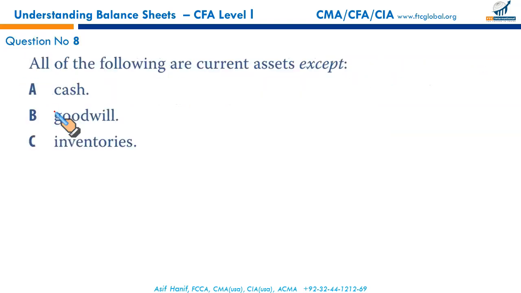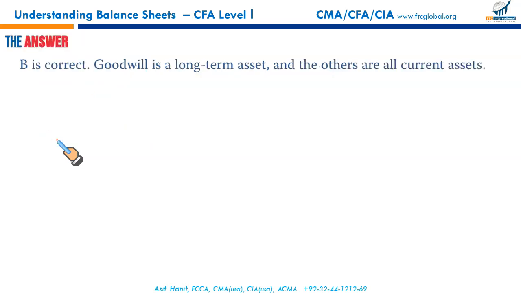Next, all of the following are current assets. Cash, current asset. Inventory is a current asset. Goodwill is not a current asset. It's an intangible, long-lived asset, and it arises only in the case of acquisition. Internally generated goodwill is not reported.